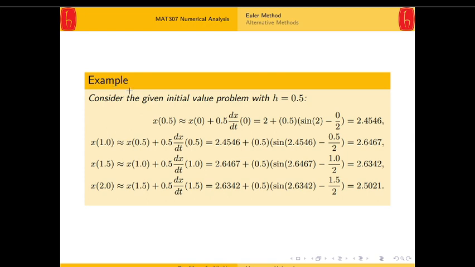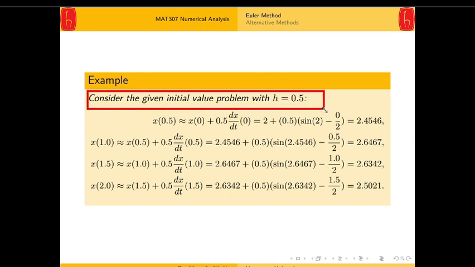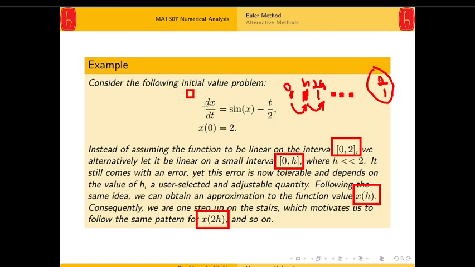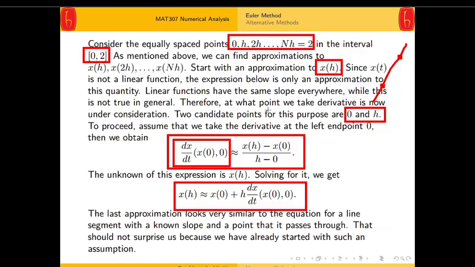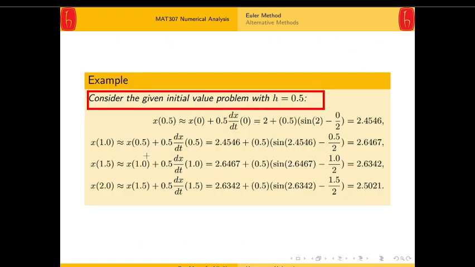Okay, so consider the given initial value problem again. The initial value problem is this one, and we try to find x of 2. This is what we started with. Using the same formulation, if h is equal to 0.5, then x of 0.5 will be approximated by x of 0 plus h times the derivative. So this will be 0.5 times the derivative at t equal to 0.